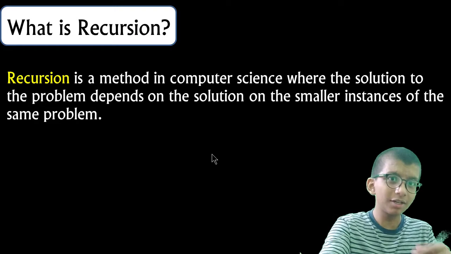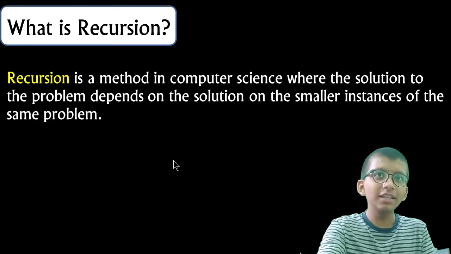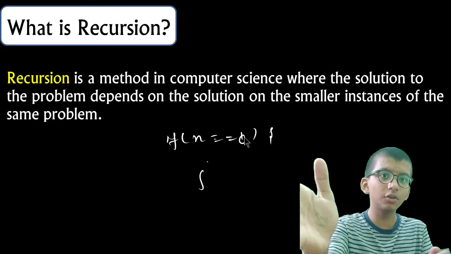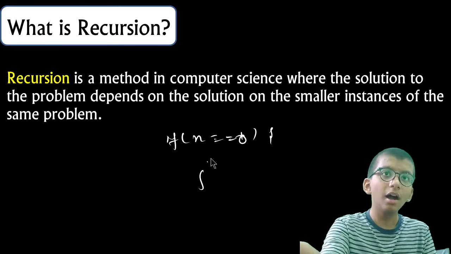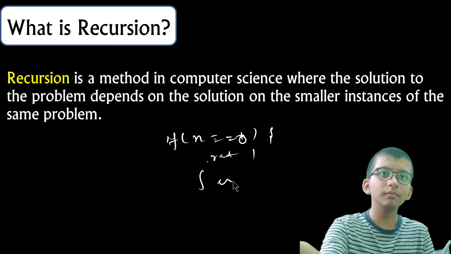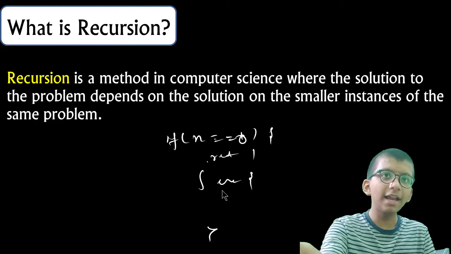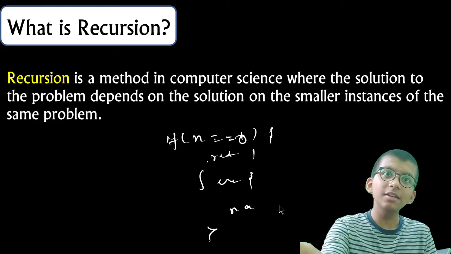In the previous video we set the base case: if n equals 0, then we return 1. Otherwise, we return n times the call to our same function, factorial of n minus 1.